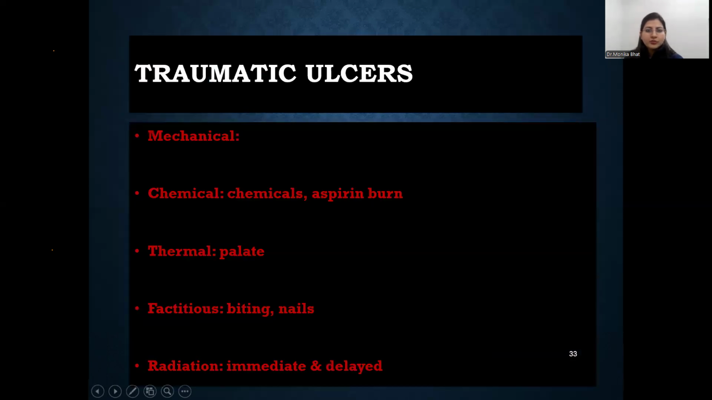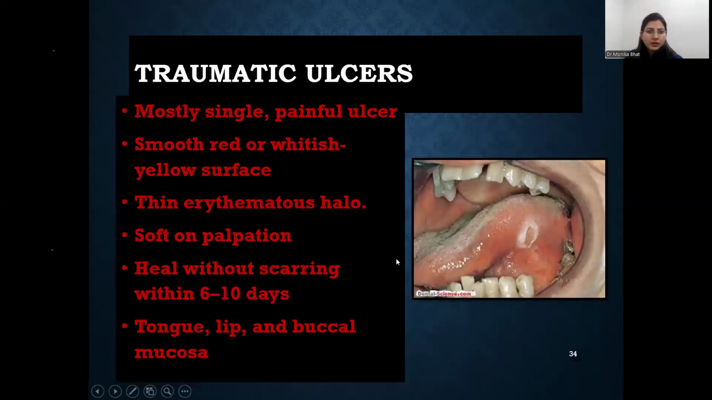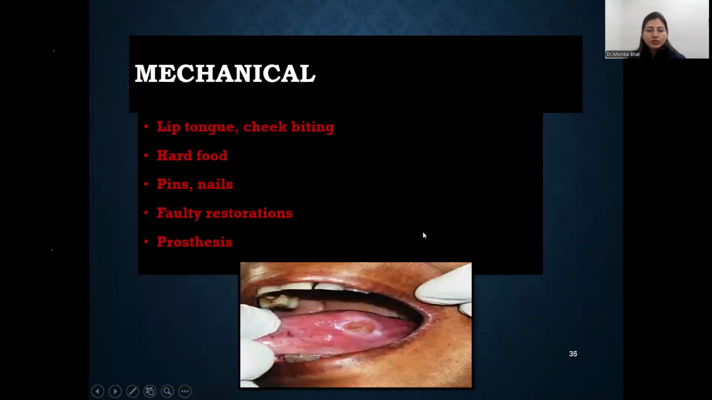Then we have traumatic ulcers, where we can have mechanical, chemical, thermal, factitious, or radiation injuries in the patient. Mostly they are single, painful, smooth, red with a whitish yellow surface, and heal without scarring. The tongue, lip, and buccal mucosa are the most common sites.